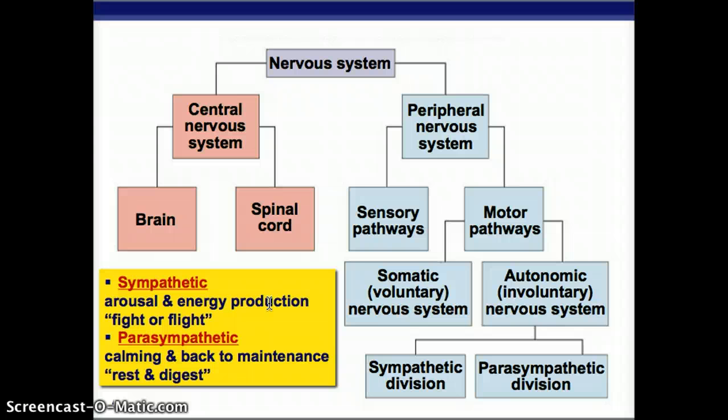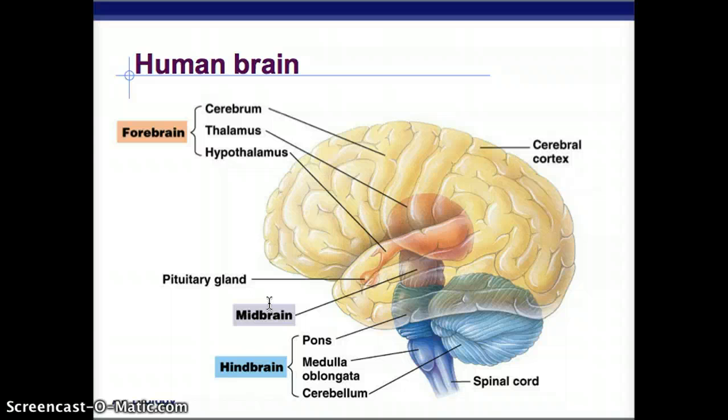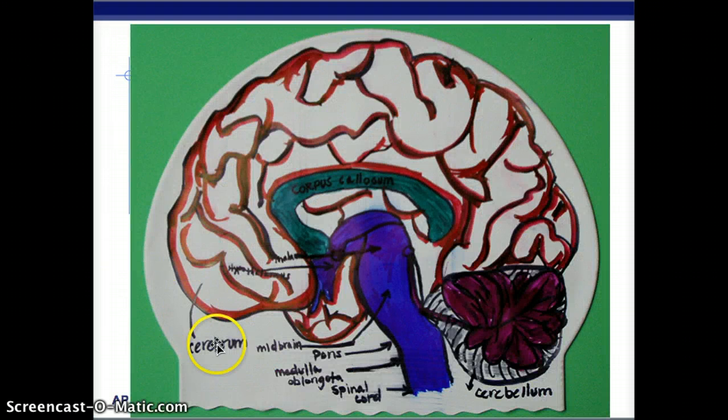Now we're going to talk specifically about the brain. So here's your brain. You've got a forebrain, all in here, a midbrain, right in here, and then the hindbrain, which is mostly this bottom section of the brain. Okay, so forebrain, midbrain, hindbrain. Here's another way of remembering it.